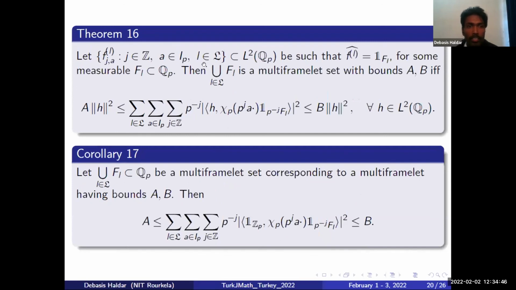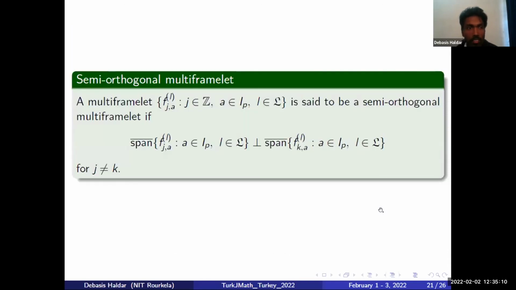And let this be a system such that the Fourier transform of this, then this union of this F^l is a multiframelet set of bound A, B if and only if this condition holds. And this one is a similar kind of result.